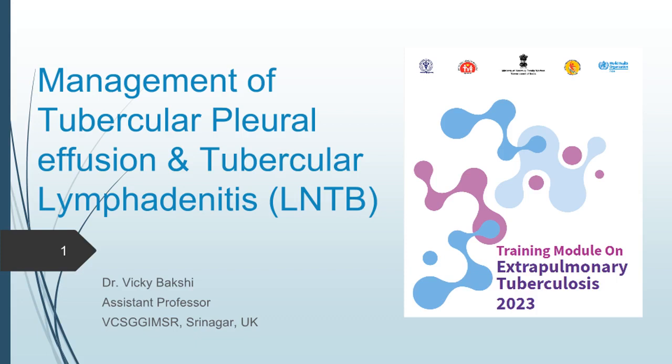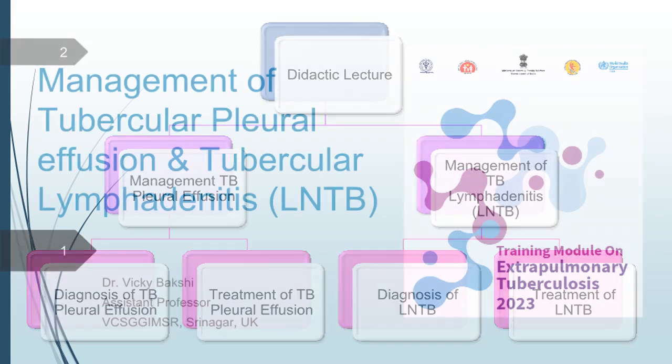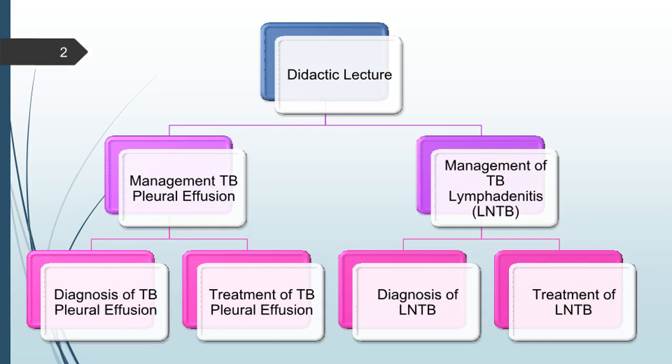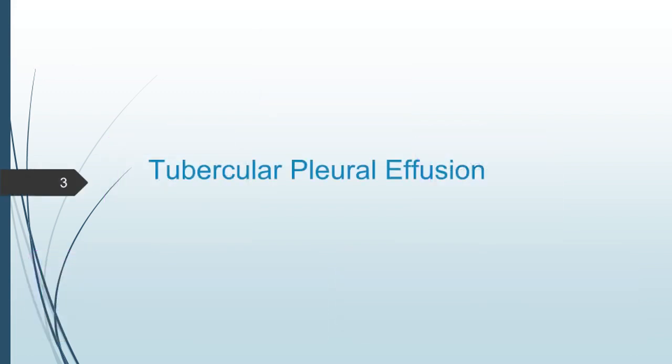While lymph nodes are the most common extrapulmonary site, 33% involved, pleural involvement is the second most common. This lecture is based on the training module on extrapulmonary tuberculosis, released in May 2023 by Ministry of Health and Family Welfare, India. Today's lecture is divided in two broad topics: management of tubercular pleural effusion and management of tubercular lymphadenitis. As we all know, management of any disease comprises of its diagnosis and its treatment. First, we will be discussing management of tubercular pleural effusion.